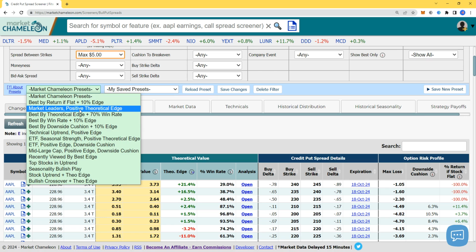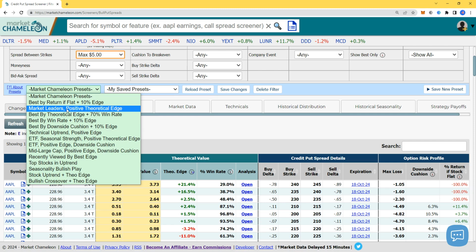Positive theoretical edge means, as you saw in the example, you're collecting, for example, $150, but based on history, you should have collected $100. You have a positive theoretical edge. You make more income. Thus, in the long term, if you play enough times, the odds are in your favor.